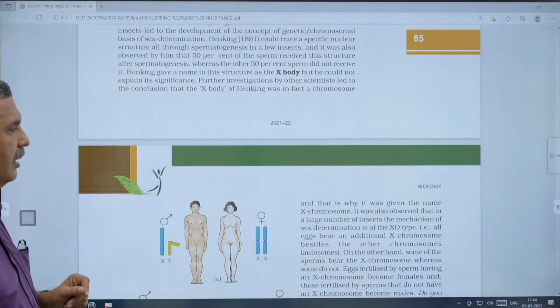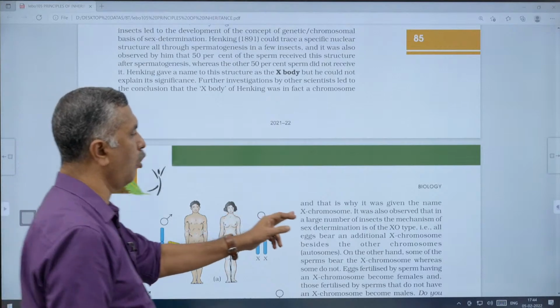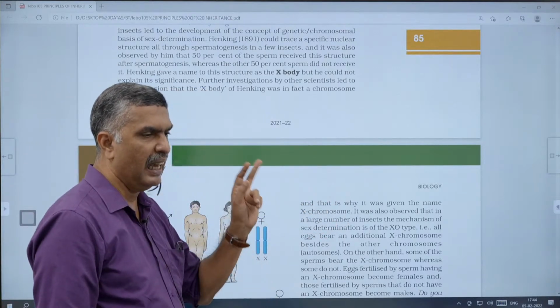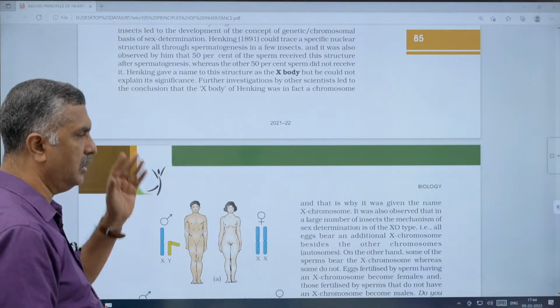Later the scientists will coin the X body of Henking as the X chromosome. The name will be X chromosome; the X body was changed to X chromosome. It was a chromosome that was later studied.